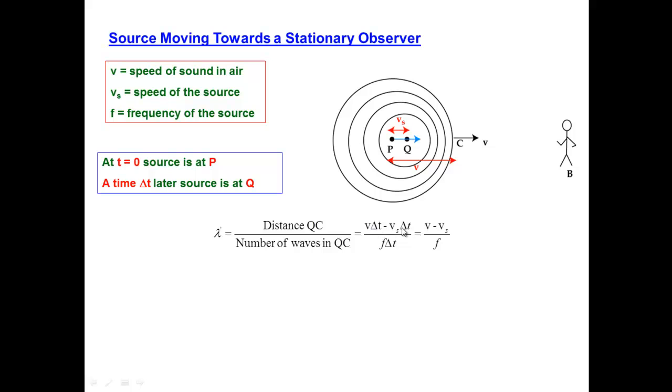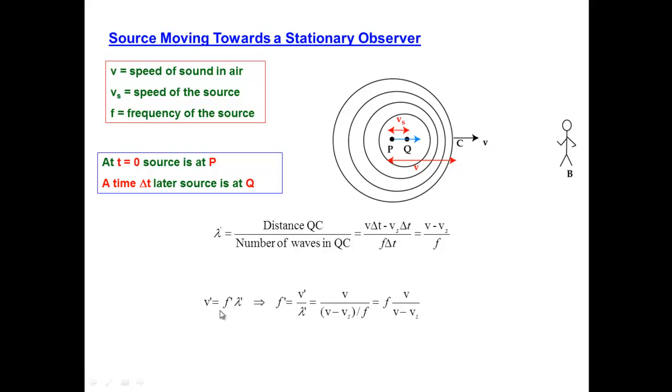So when we look at this expression, we see that the delta t is common to all terms, and therefore it cancels out. So this lambda prime, which is the shortened wavelength that observer B will measure, is v minus v source over f. Remember what these represent. V is the speed of sound, or the speed of the wave. V sub s is the speed of the source, and f is the frequency of the source that would be measured by the source, by someone with the source.